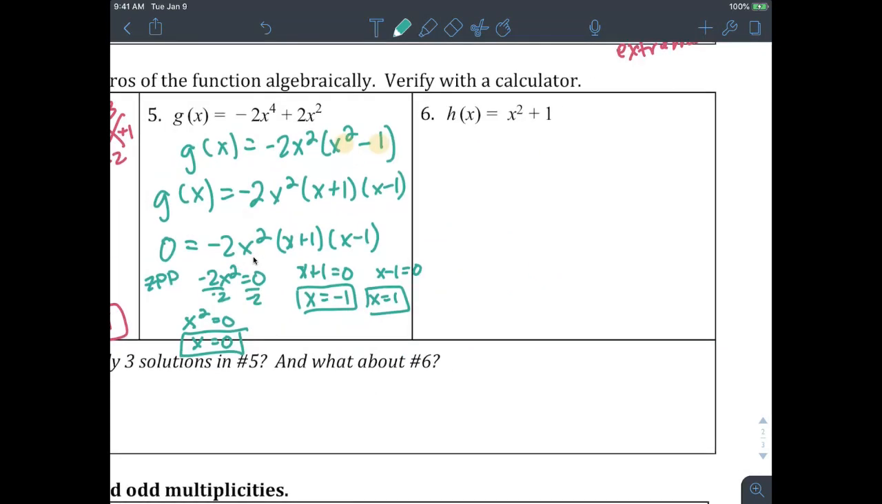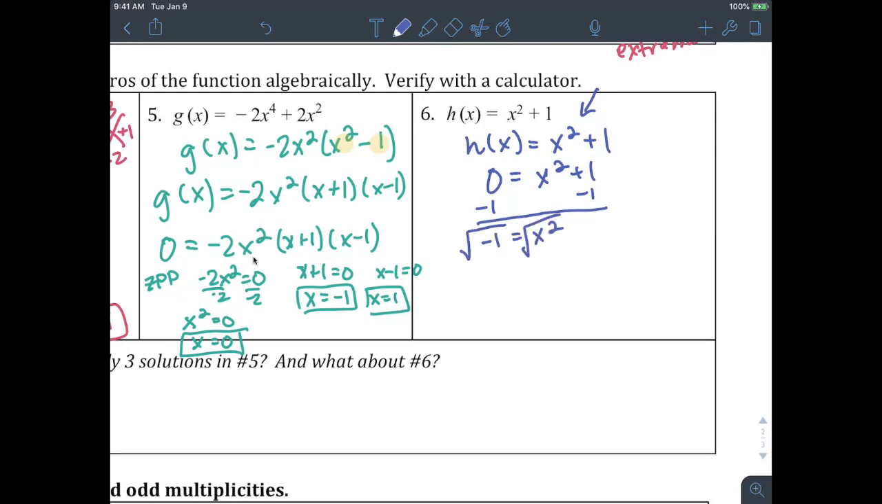All right, lastly, h of x is equal to x squared plus 1. Since our x term is a perfect square, I can just swap out the 0 for y and start solving for x. I'm going to subtract 1 to get negative 1 is equal to x squared, take the square root, and I get an imaginary root. And we're looking for real roots, so we don't have to worry about this.